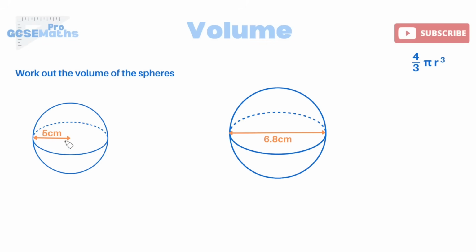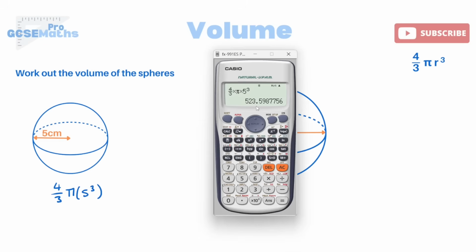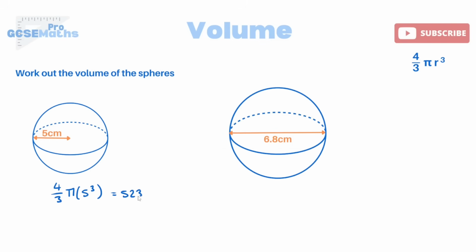One thing to note is that our formulas are often based on the radius. So for example, the first sphere has a radius of 5. That's great. Straight away I can go into 4/3 pi times 5 cubed and then just put it into the calculator. That gives me 523.6, let's say, to 1 decimal place. 523.6 centimeters cubed.